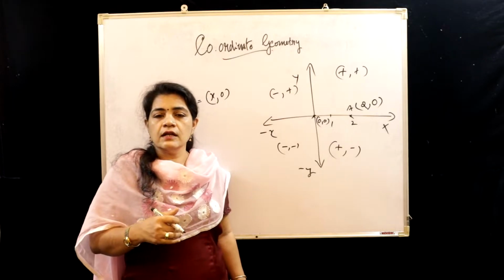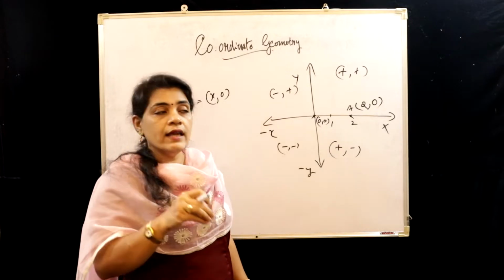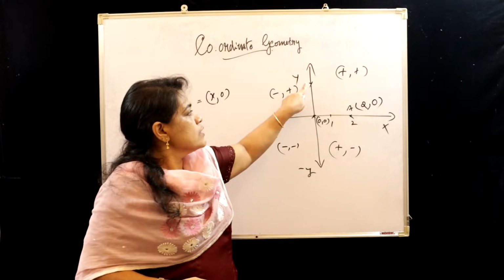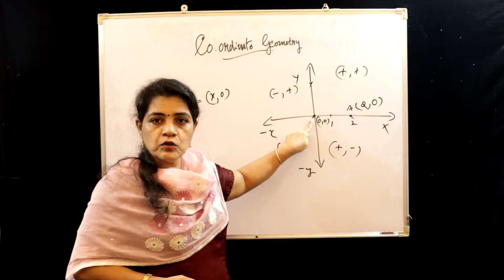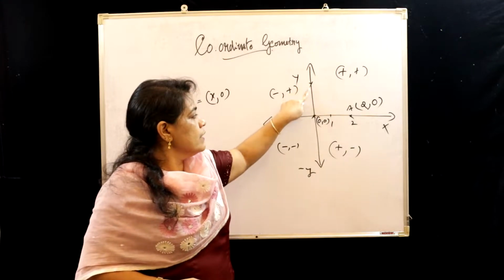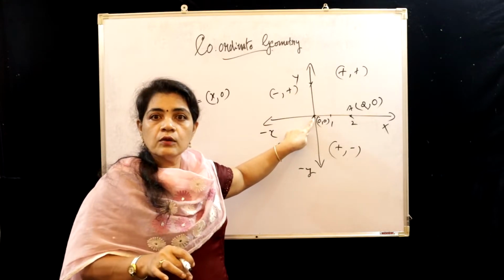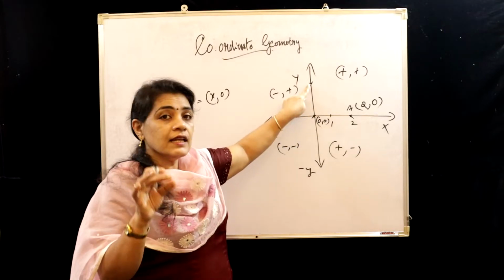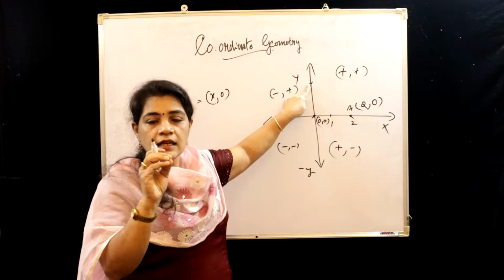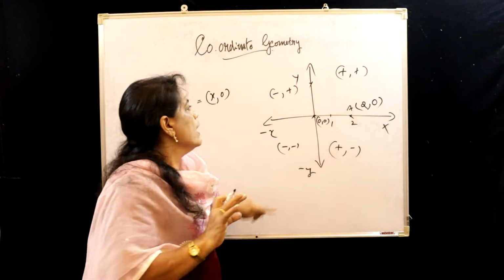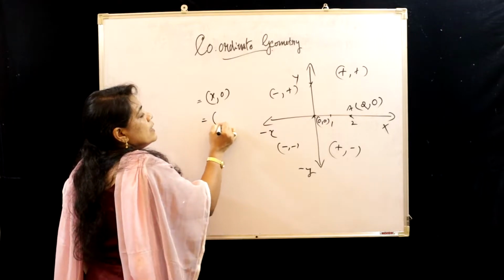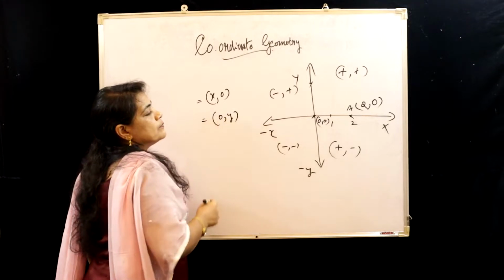The same way, children, if a point lies on the y-axis, suppose the point lies here, from this point we draw the perpendicular towards the x-axis. This falls on 0. So its x coordinate is always 0, and where it lies on the y-axis gives the y coordinate. So any point on the y-axis has coordinates 0, y.